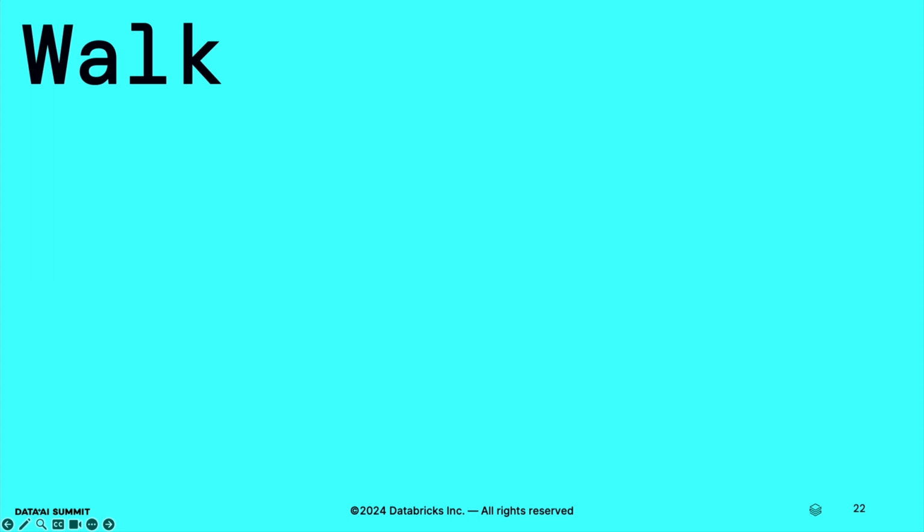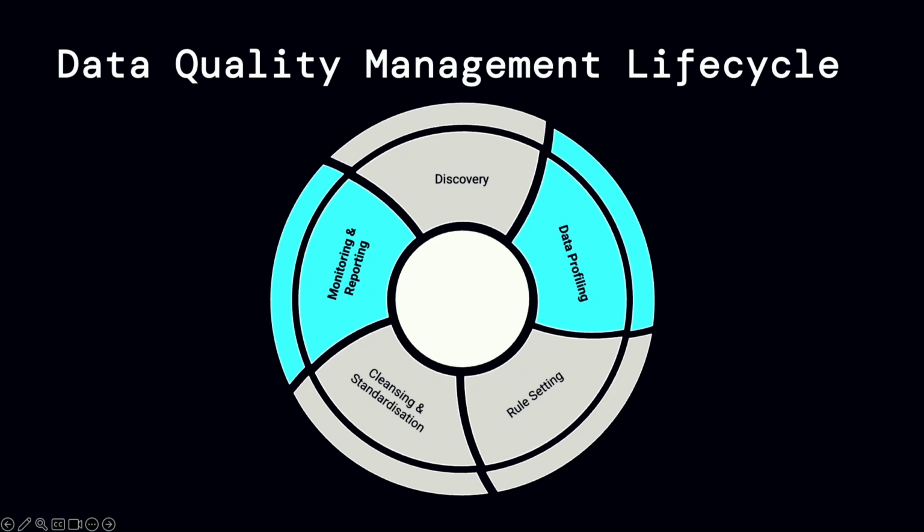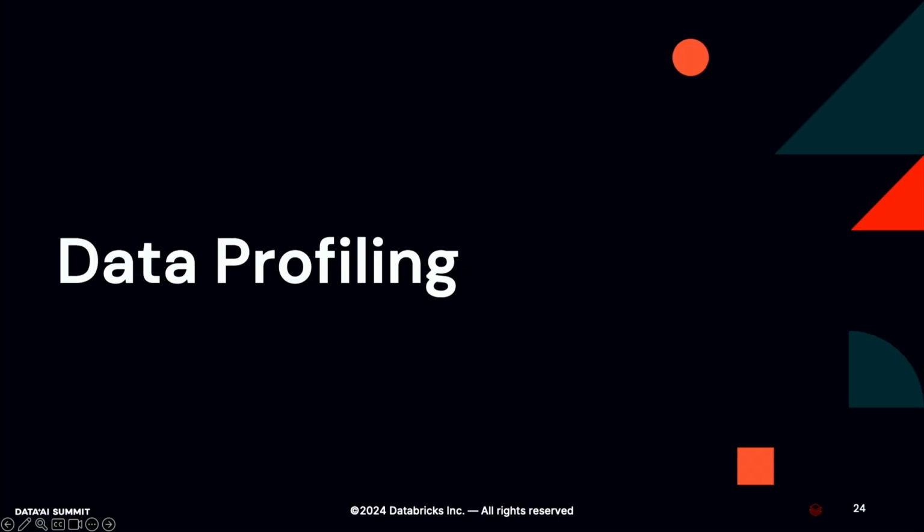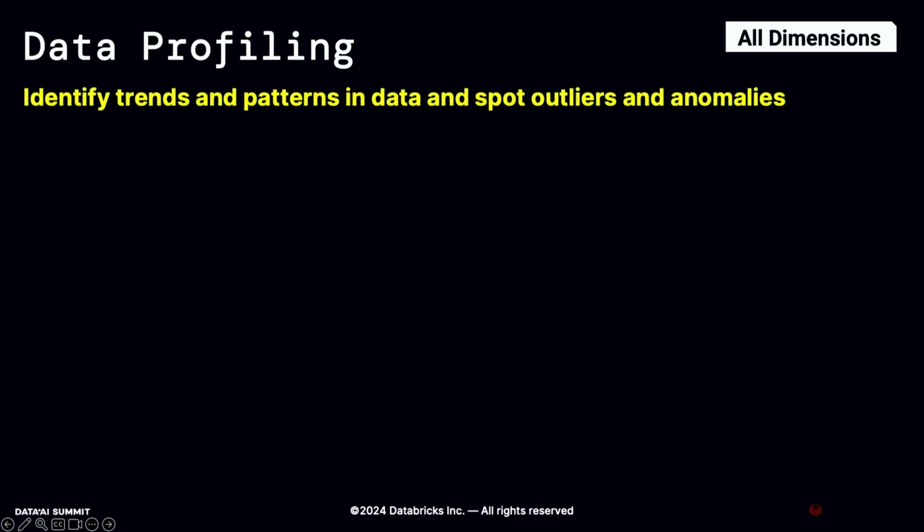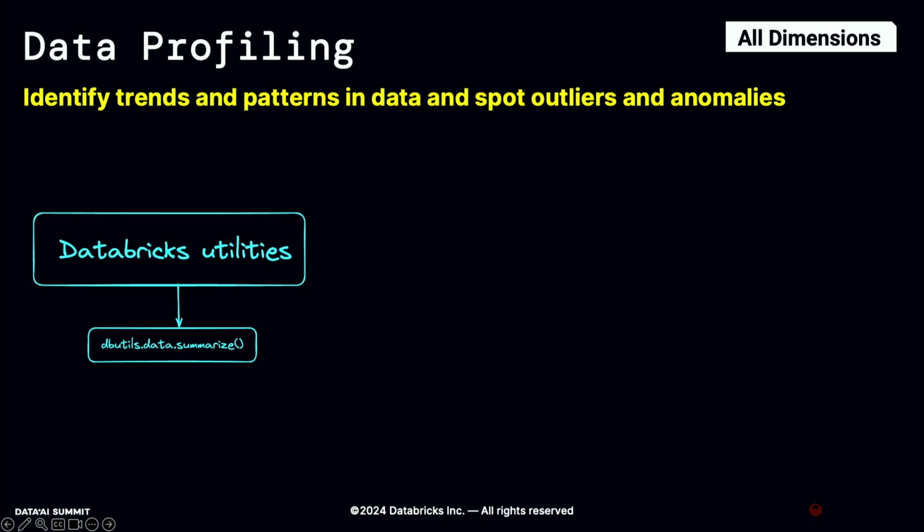Great, so now to the walk stage of the life cycle. And here we're going to talk first about data profiling and then monitoring and reporting. So starting with data profiling, the goal of data profiling is to identify all the trends and patterns in your data so that you can understand the data, but also spot outliers and anomalies. There are three techniques that you can leverage in order to do that.